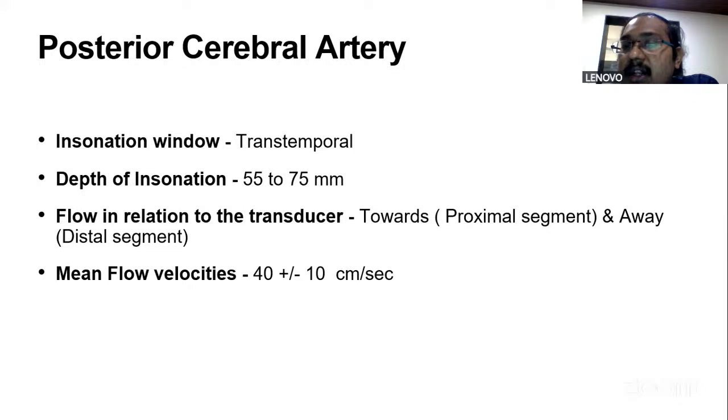For the proximal segment, the flow is towards the transducer, and hence you would get a flow above the baseline, whereas in the distal segment, the flow is away from the transducer, so you get the flow below the baseline. So for mean flow velocities, the anterior circulation always has higher velocities, and the posterior circulation will have comparatively lower velocities. Here the mean flow velocities are 40 plus or minus 10 centimeters per second.